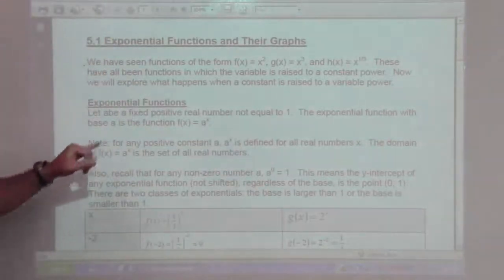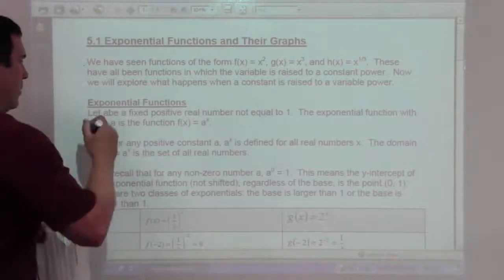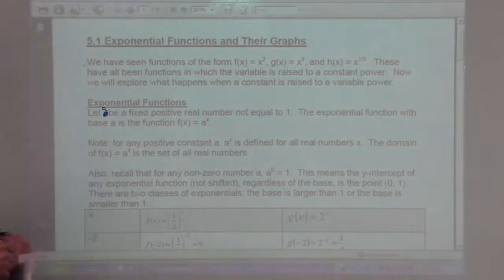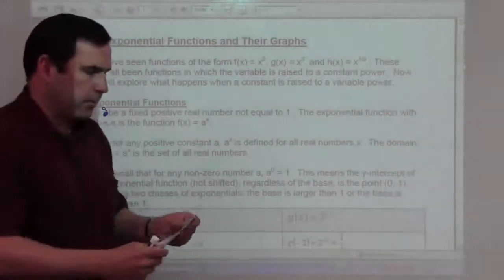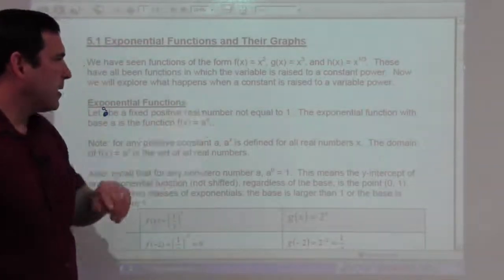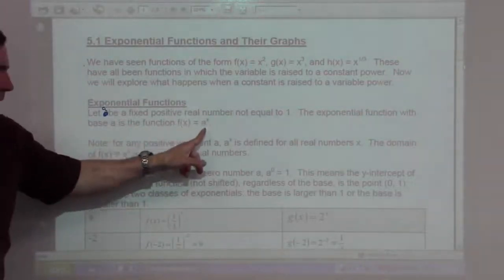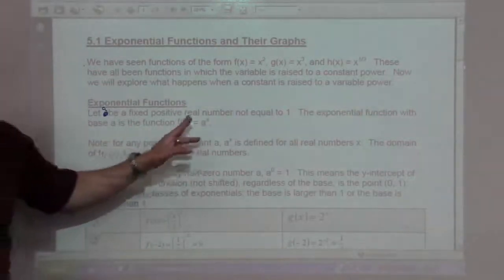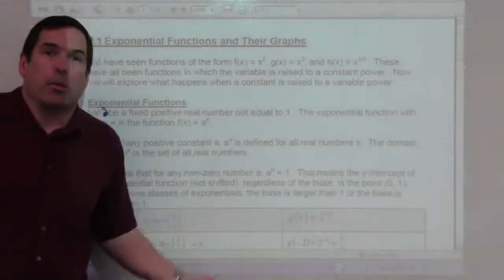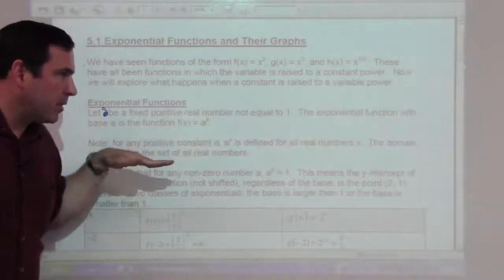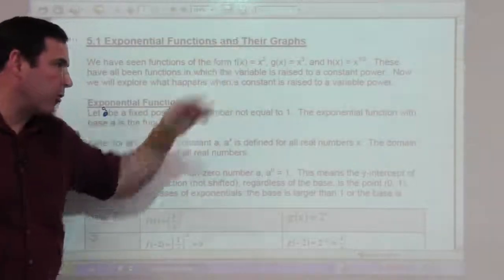So an exponential function, let a be a fixed positive real number not equal to 1. The exponential function with the base a is a function f of x equals a to the x. So if it's 1 to the x, that's just always going to be 1. So that's really not going to be anything to speak of. But if it's like 2 to the x, you get this nice curve.